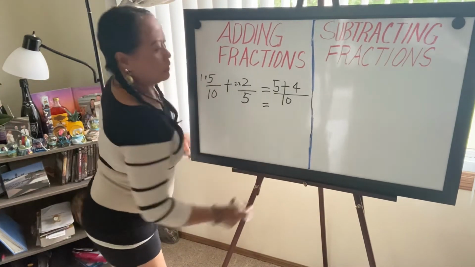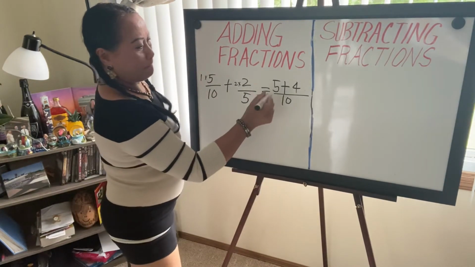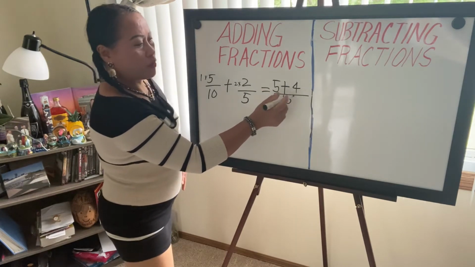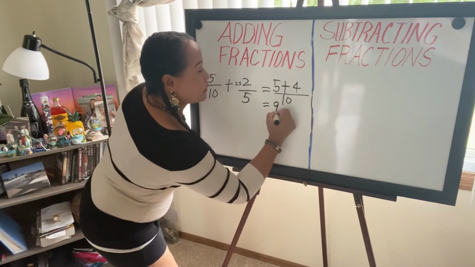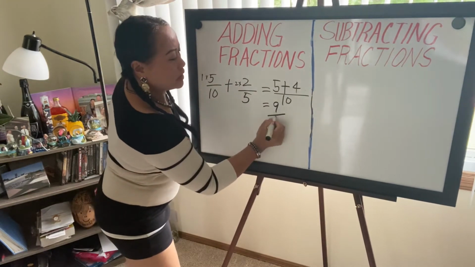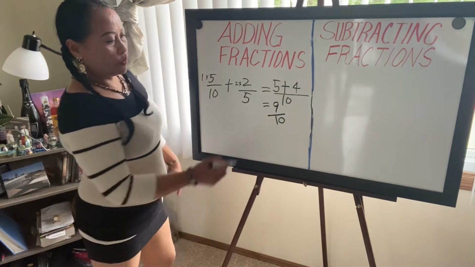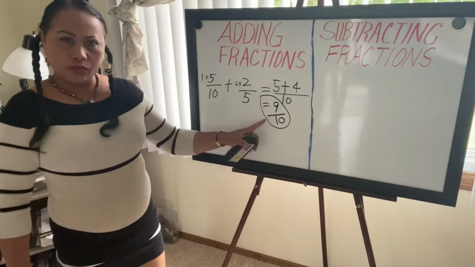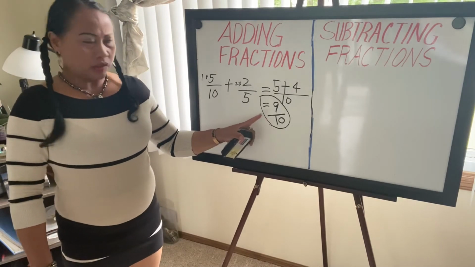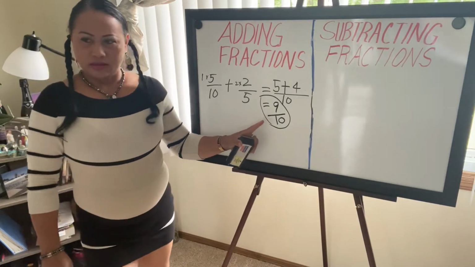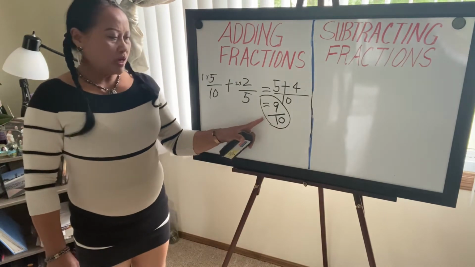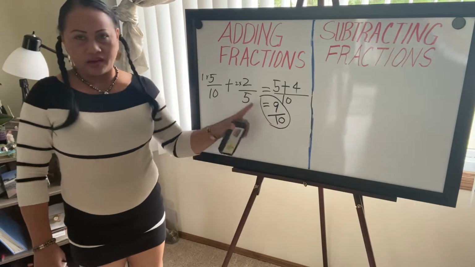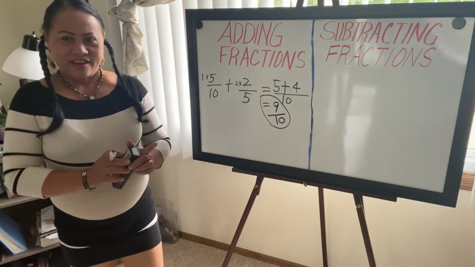Okay. After that, we will add. 5 plus 4 equals 9 over 10. So this is the answer. Do you think we can reduce this into simplest form? No. Because this is already our final answer. Okay?